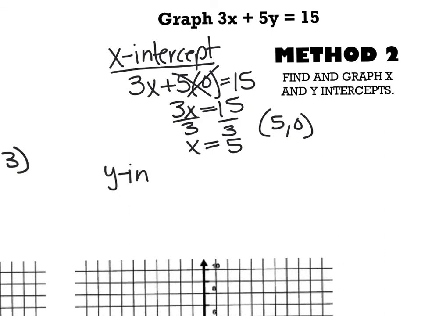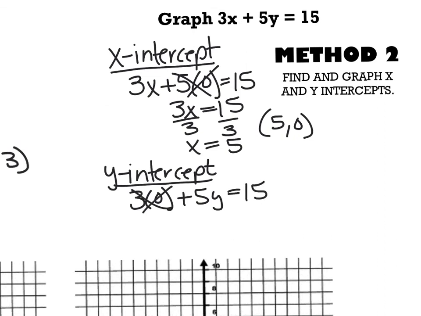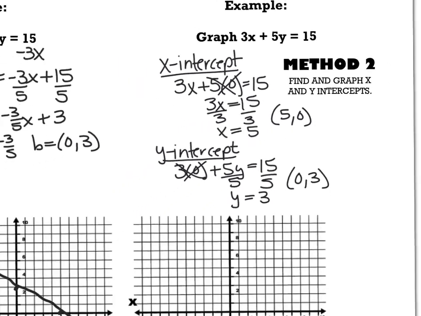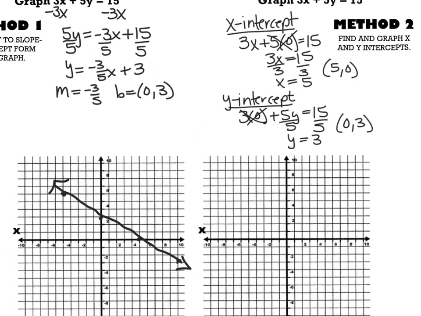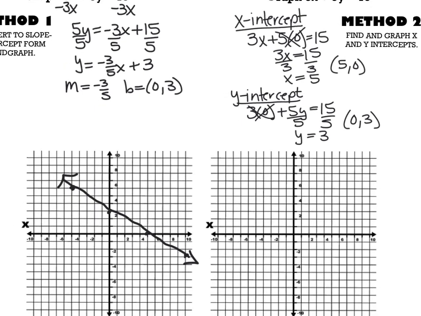And then I want to find my y-intercept. This time plugging in 0 for x. That goes away. Divide by 5. And I get y equals 3, so that point is 0, 3. You should notice already that we got the same y-intercept. It's not going to be any different, whatever method that we choose. And I'll make the point on the y-axis at 0, 3, and I will make the point on the x-axis at 5, 0, and then I will connect my points.